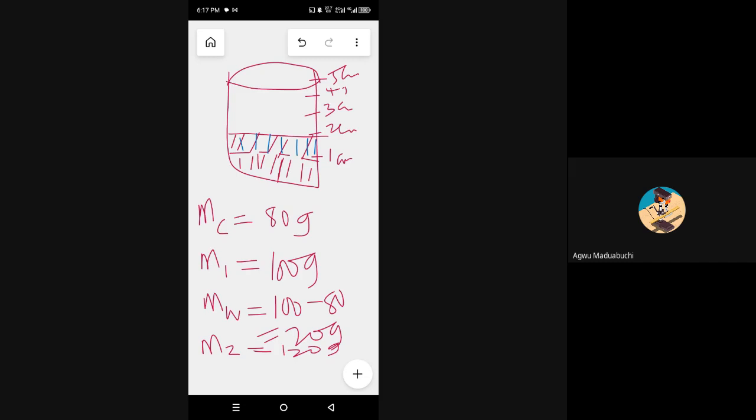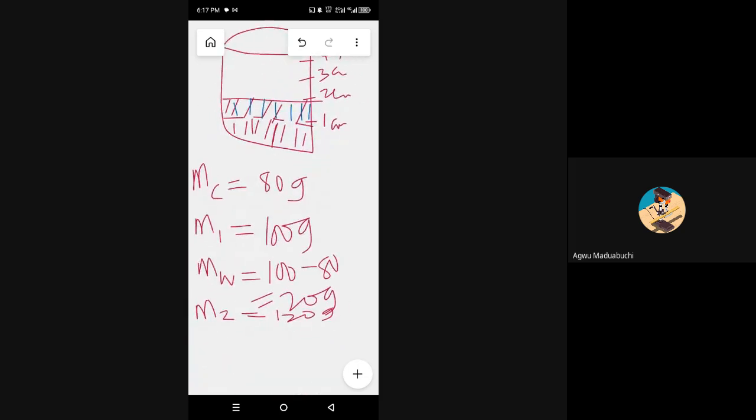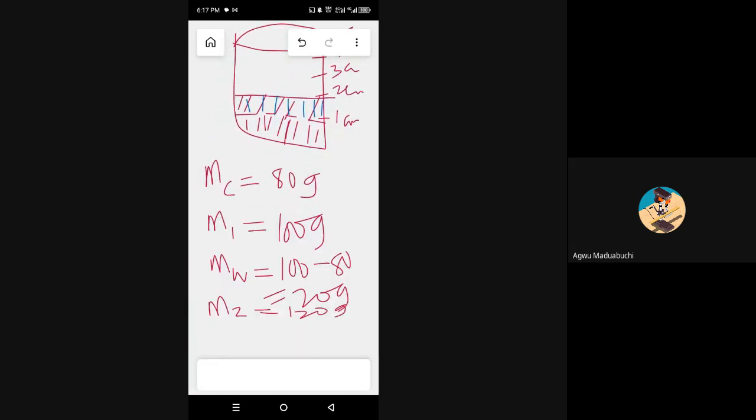Sorry, it will be 100. Now, how did we get mass of water when it was filled up to 1 cm? We got it by subtracting the mass of the container from 100 grams, which is the mass of container and mass of water at 1 cm. Is that not so? Yes. Good. So how did we get mass of water only at M1? Subtracting 100 from 80. Good.